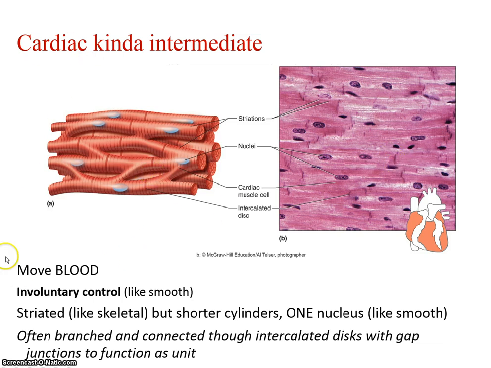So cardiac muscle moves blood. That's its sole job, all right? And it is involuntary, like smooth as well. So your brain is not telling your heart to do its contraction. And it often has, like I said, these branching that goes on and doesn't look as organized as skeletal, though it is striated.